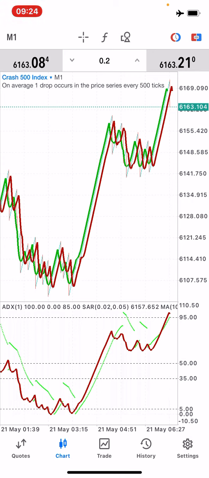Right, so now that we have installed this strategy, what's now left is knowing when to buy and when to sell. So like I said, this strategy works both ways. You can buy on crash and also sell on crash using the same strategy.